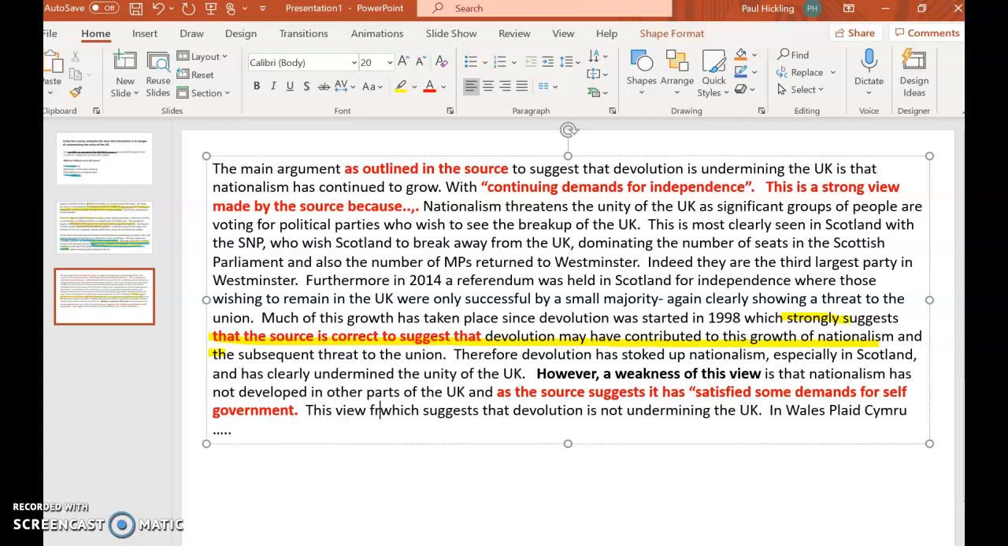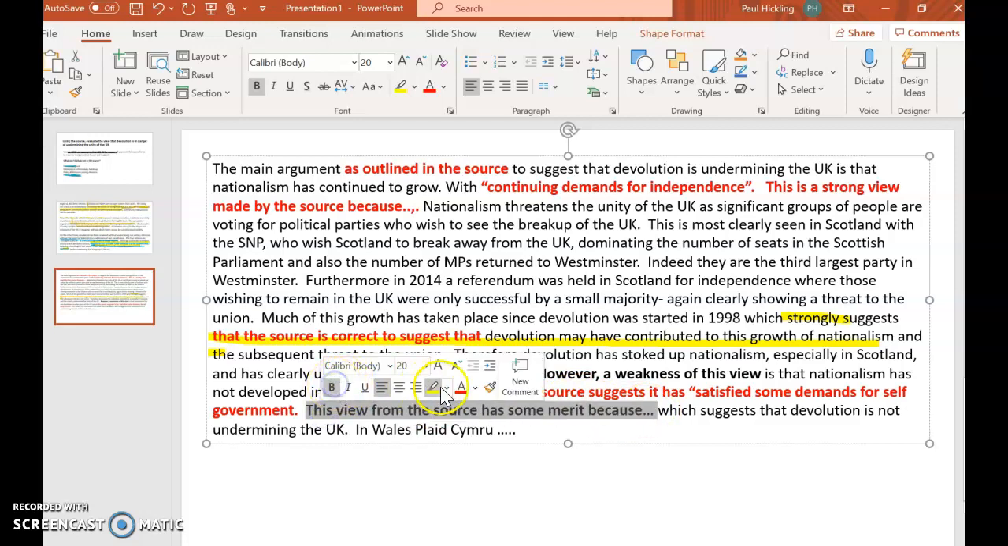This view from the source has some merit, has some credibility, has some points, whatever you want to use. I'm going to use "has some merit" because, and now I'd use my knowledge to say why it's done that. So I'd say things like, well, it's not a problem in Wales, is it? There hasn't been a big increase of nationalism there. The Welsh seem quite happy with their Welsh Parliament. There's not been a massive issue in Northern Ireland either. And actually, even in England, opinion polls suggest that there's no real demand for an English Parliament. So this all suggests that this argument from the source is correct.